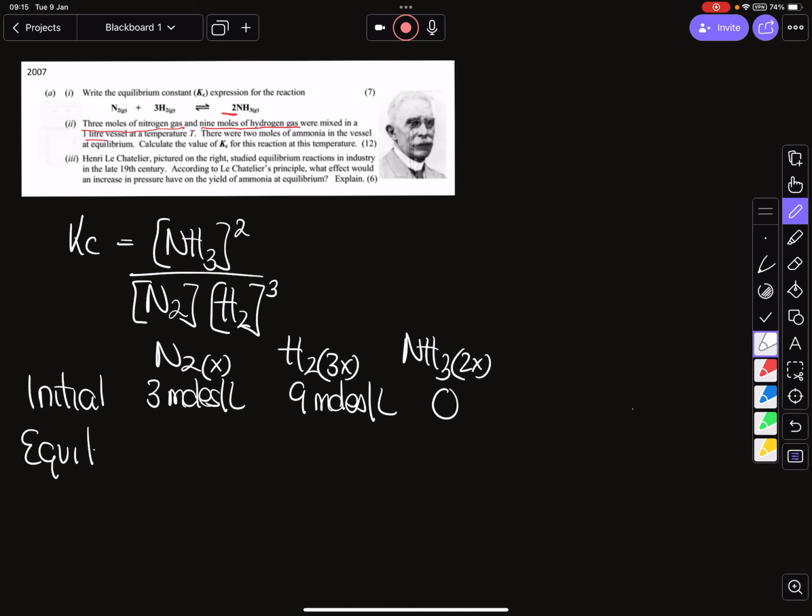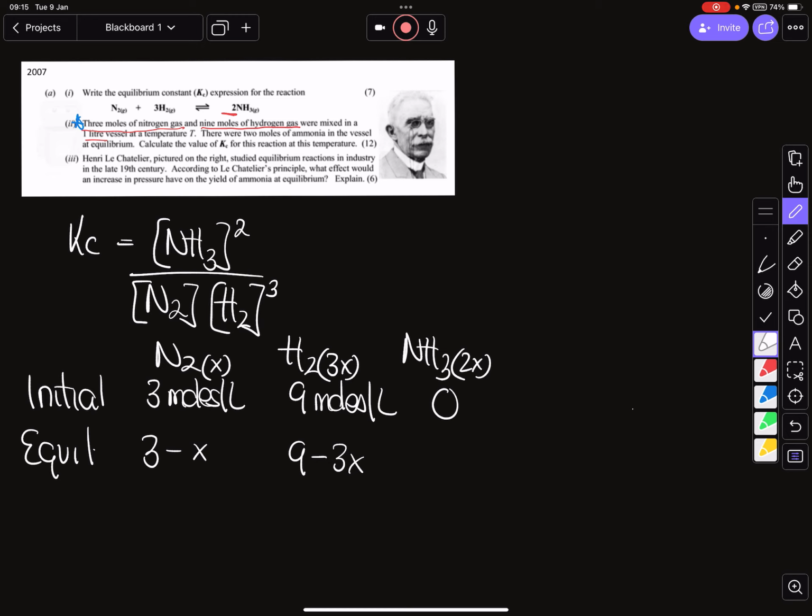Now, just be aware that when you're reading the information for initial, there has been a question where the information for the initial was actually for the products. And because these are reversible reactions, that's absolutely allowed. So just read it carefully and make sure you are content with that. Okay, so that's our initial line set up. We look at our change line then, and so our nitrogen 3 will change by minus x, and 9 for our hydrogen will change by minus 3x.